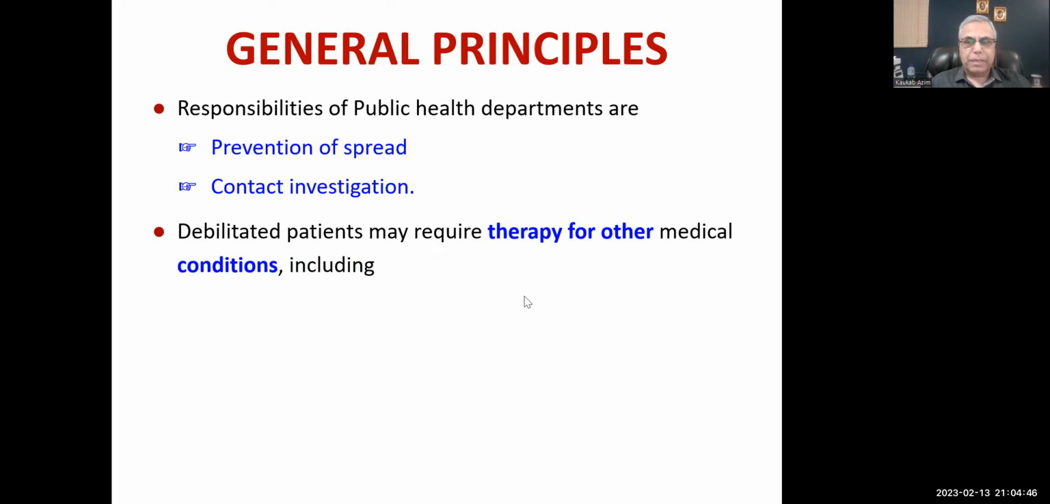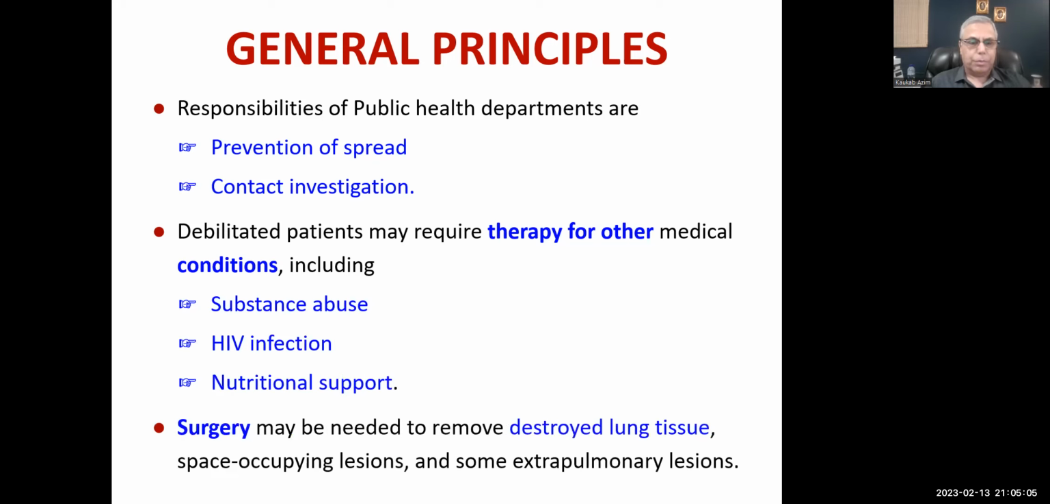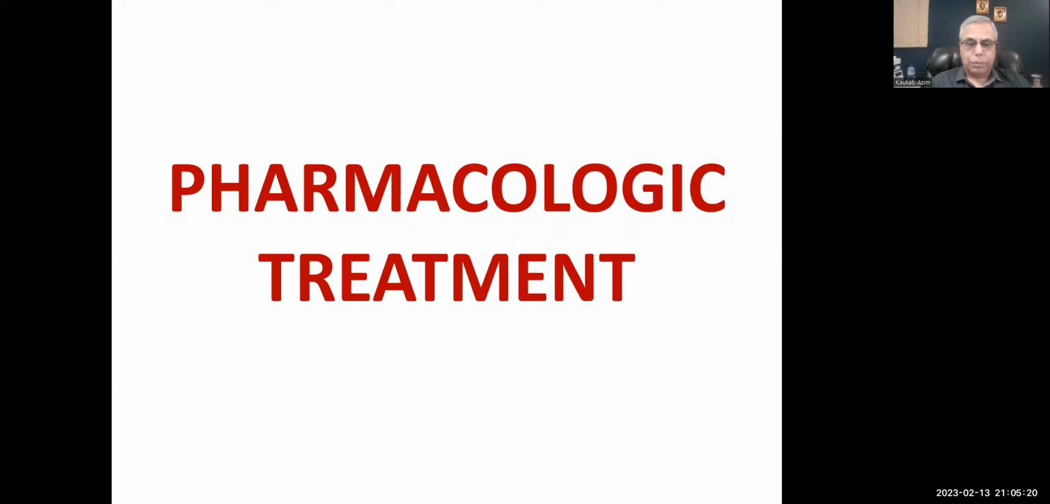Debilitated patients may require therapy for other medical conditions as well. Usually, if it is an old person, old people have so many other diseases. Also if the person is a drug addict abusing some substance, HIV infected patients, and patients on nutritional support, right? Surgery may be needed. For example, in cases of destroyed lung tissue, you might have to remove that, or when it spreads to the bones, you have to do surgery.